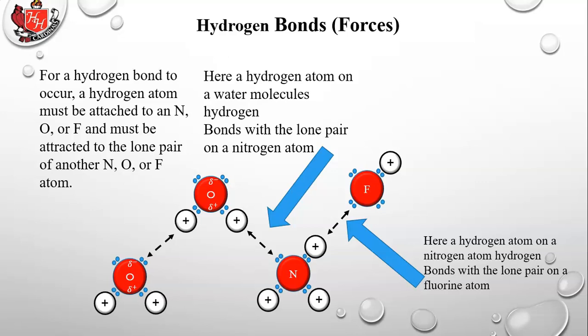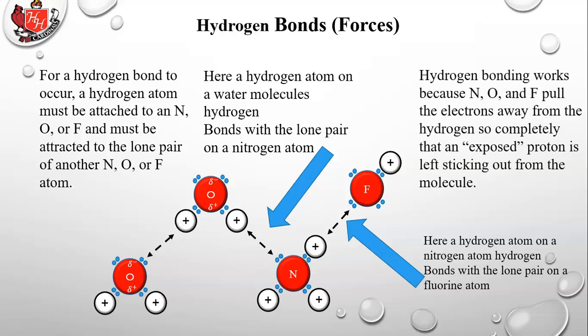So in other words, it's got to be oxygen, nitrogen, or fluorine hydrogen bonding with nitrogen, oxygen, or fluorine. Those are the only elements that can be the central atoms for hydrogen bonds. And that makes hydrogen bonds fairly unique. Not any atom can do it, only those 3. Hydrogen bonding works because nitrogen, oxygen, and fluorine pull the electrons away from the hydrogen so completely that an exposed proton, you can think of those white plus signs as being exposed, they're kind of just sticking out there, is left sticking out from the molecule.